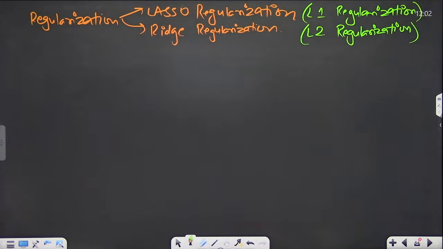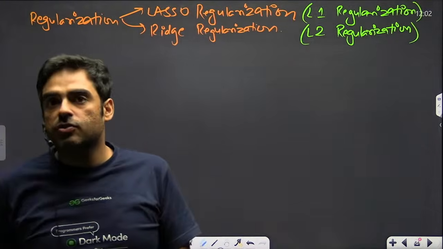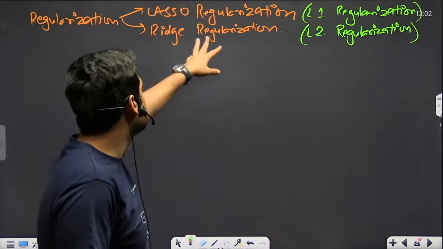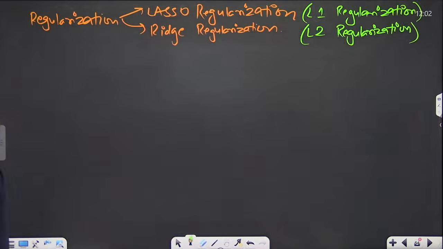So this is what the regularization technique does. So this is L1 and L2. What is L1? L1 refers to the lasso regularization technique. And what is L2? L2 refers to the ridge regression technique.